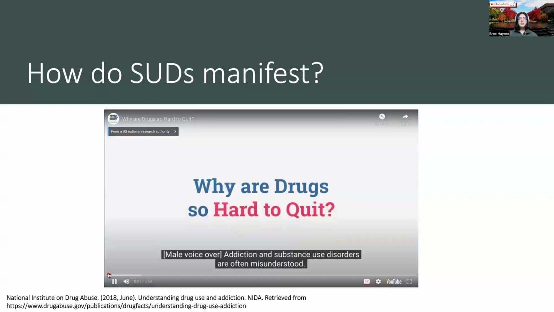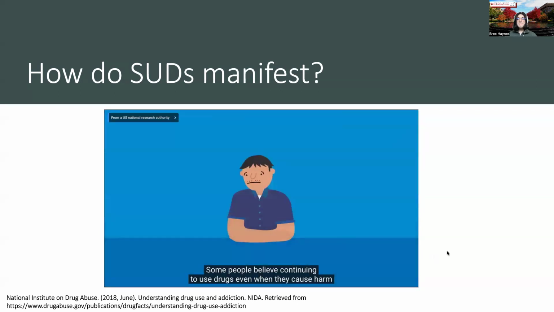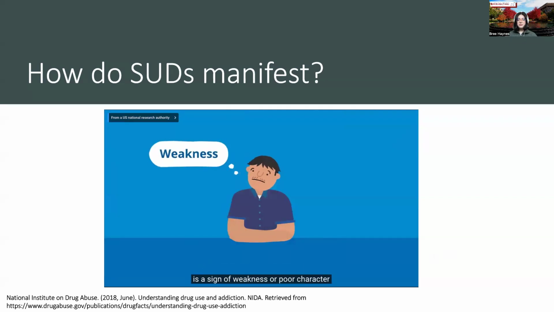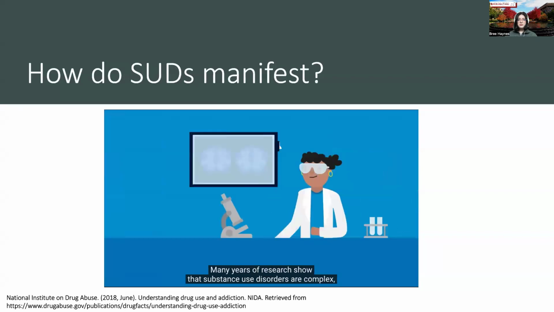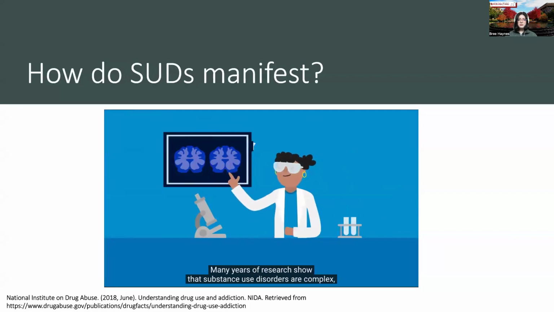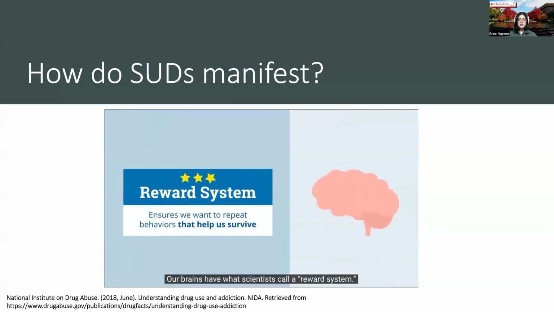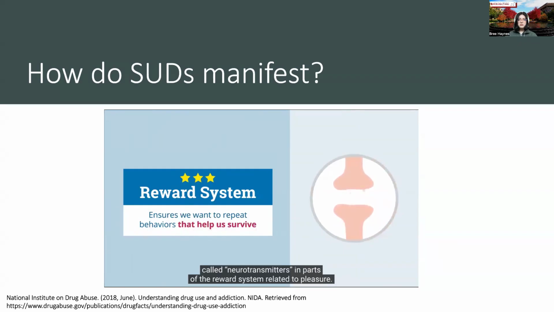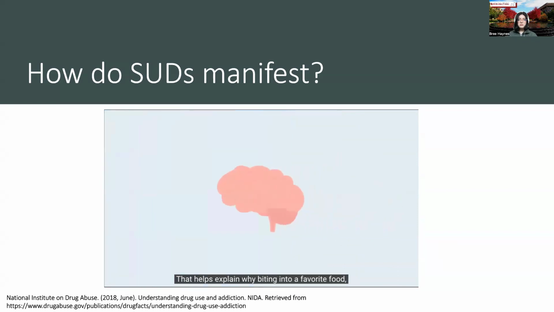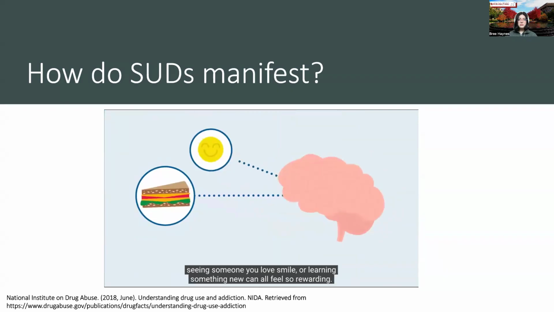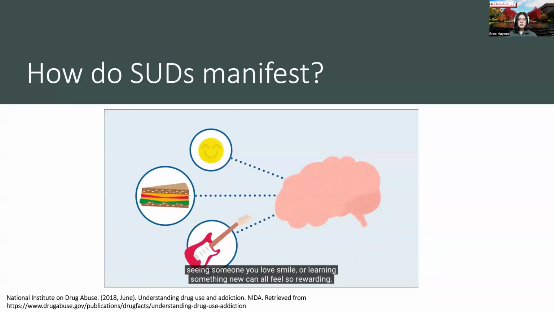Addiction and substance use are often seen as something that some people choose, and that they cause harm to society, but that's far from true. Many years of research show that substance use disorders are complex, chronic, and treatable medical conditions that involve changes in our brains. Researchers think it works like this. Our brains have what scientists call a reward system, behaviors that help us survive and stay healthy. Small increases in naturally occurring brain chemicals called neurotransmitters are part of the reward system of pleasure. That helps explain why things like seeing someone you love smile, or learning something new, feel good.